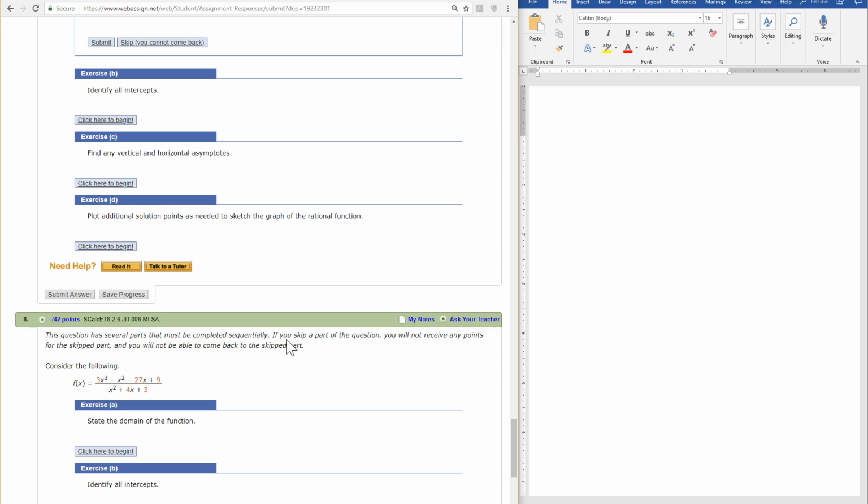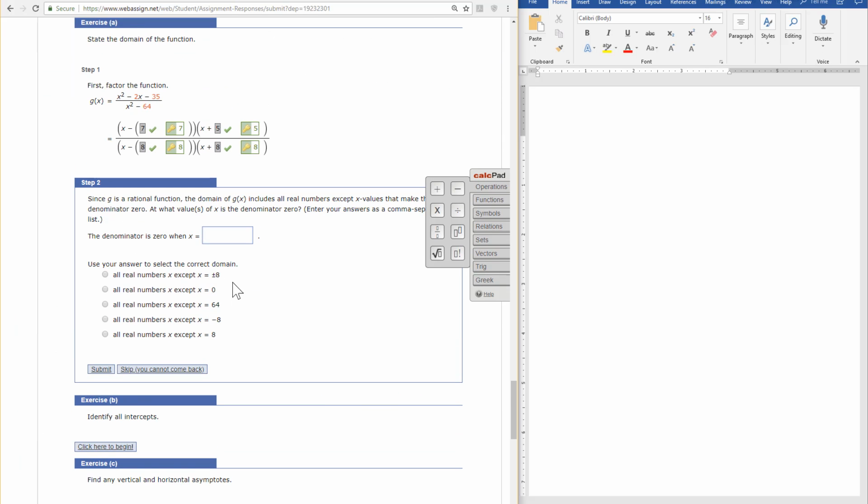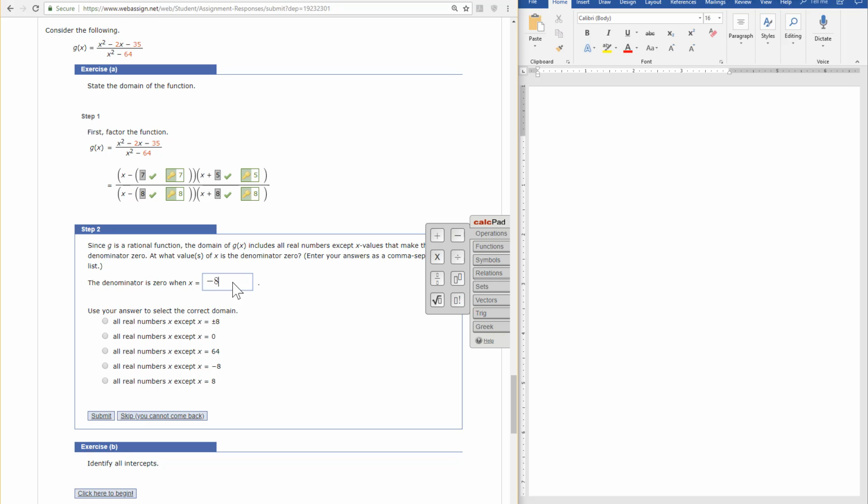Whoops, let's try that again. So -8, and then I need to put a comma here and +8. Use the answer you selected to select the correct domain. So it's going to be everything except for these two values.